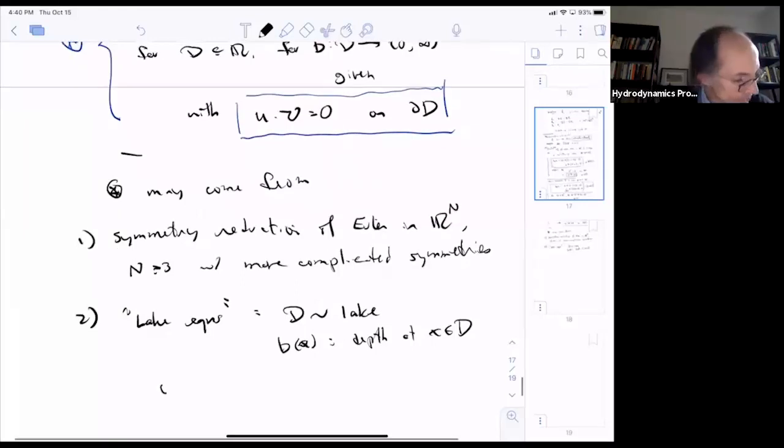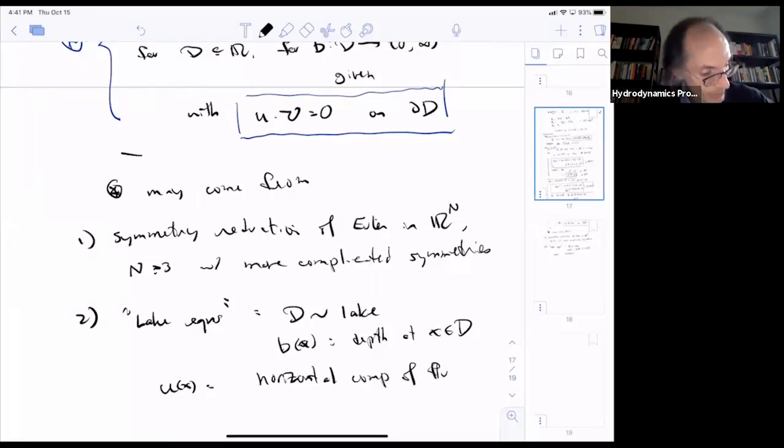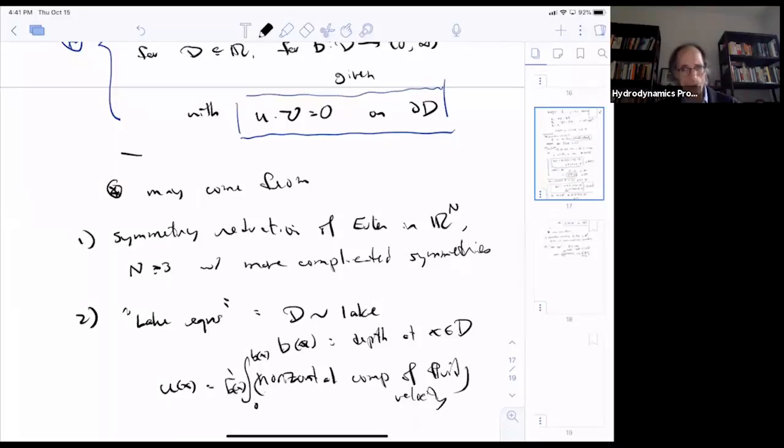And then say u at x is, I take the horizontal components. So I imagine that in fact the water is moving around in the lake in some way that involves both horizontal motion and then vertical motion. But I only care about the horizontal motion. The vertical motion is internal to it. So it's the horizontal components of the fluid velocity. And then I average from 0 to b of x, and then I divide by b of x. So I look at the horizontal components and I average them. And there's some derivation that says that you can pass from Euler to this lovely equation. And so that has a different derivation.